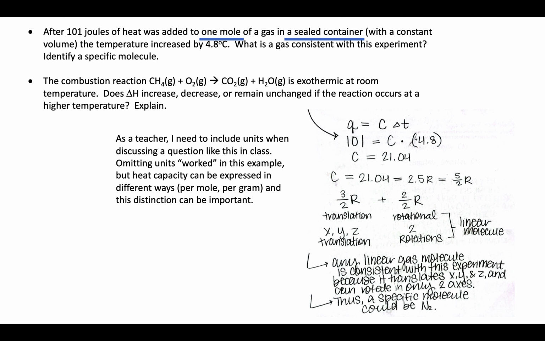As I look at the students' work, it makes me think as a teacher, I need to more frequently include units when discussing a question like this in the class. This worked without units throughout, but because heat capacity can be expressed in different ways, per mole, per gram, there were other parts of the exam where, lacking that information, some students went astray. I'm just pointing out it works within here, but R after all does have units. R is 8.314 joules per mole K, and I found by carrying through those, it helped on other parts of the exam.